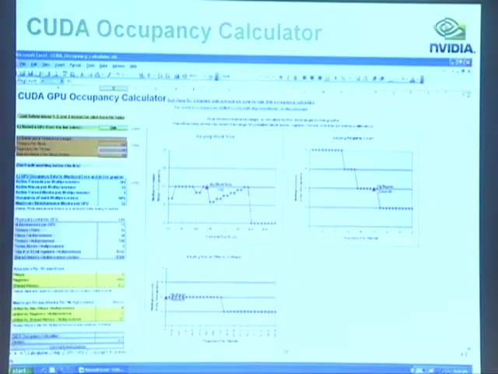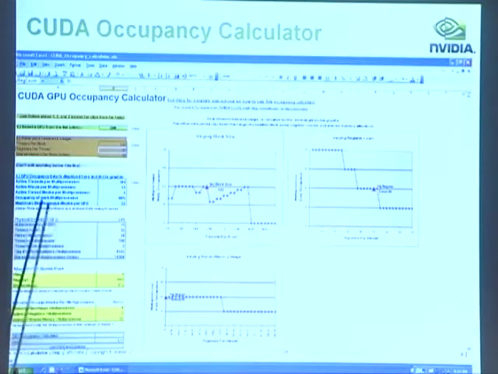So we do have a tool in the form of a spreadsheet called the CUDA occupancy calculator. If you go to developer.nvidia.com/CUDA, it's one of the links there. This may look really confusing, but it basically uses all those limits that I talked about to calculate the number of thread blocks you can fit on a multiprocessor. And so this can be useful to get an intuition.